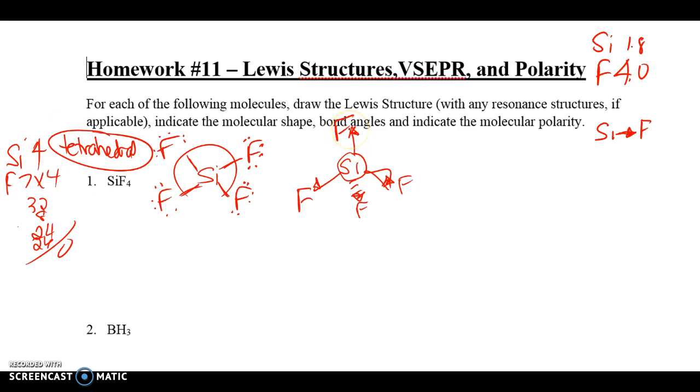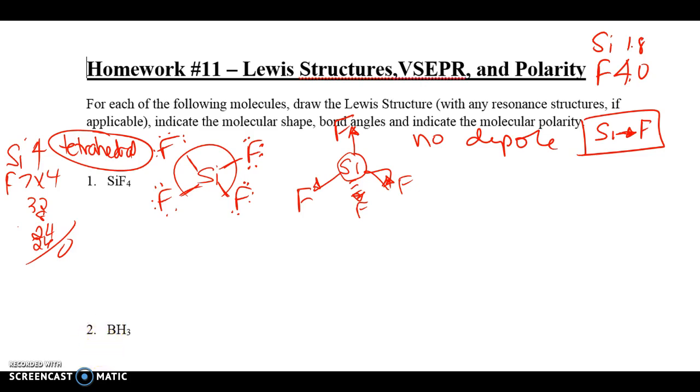Because the fluorines are pulling symmetrically out from the silicon, when they pull the electrons away, the other fluorines pulling the electrons away cancel out any dipole on the molecule. So there is no dipole on this molecule, even though each bond itself is polar covalent. Okay? All right, let's look at BH3.